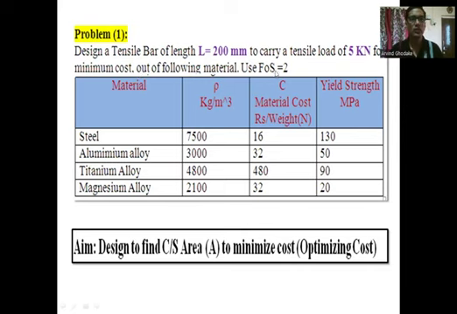Then a factor of safety is given as 2. Then in a table you can see the various materials are given, and for the following materials we have to design the tensile bar with the optimum cost.